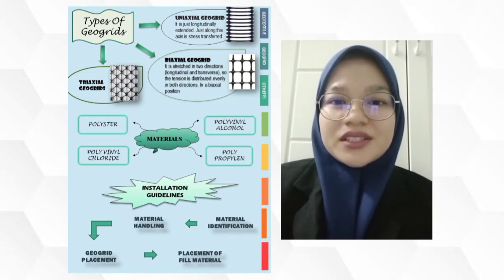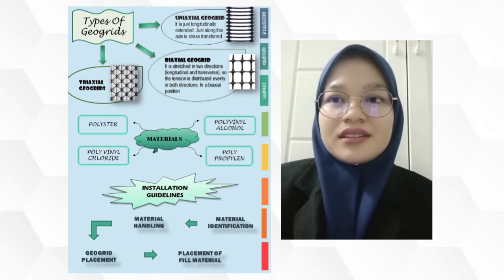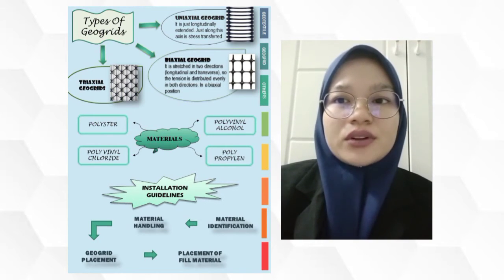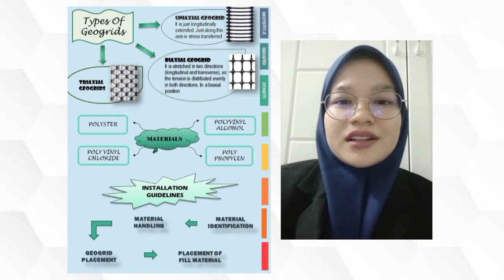There are three types of the geogrid. First, an axial geogrid. It is stretched only along the longitudinal direction, thus the stress is transferred only along that axis. Even the tensile strength is more in the longitudinal direction when compared to the transverse direction in an axial geogrid. Second, biaxial geogrid. It is stretched along two directions, longitudinal and transverse. Thus, the stress is equally distributed along both directions. The third type of the geogrid is triaxial geogrid.